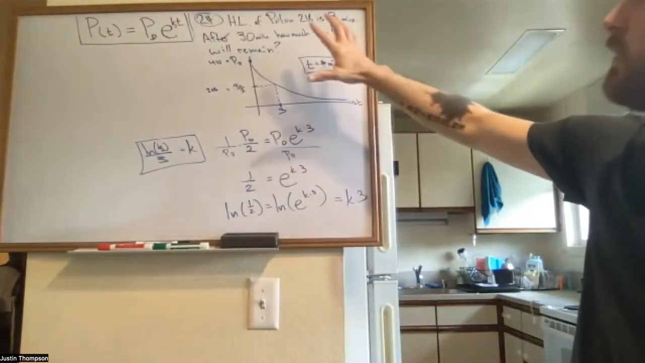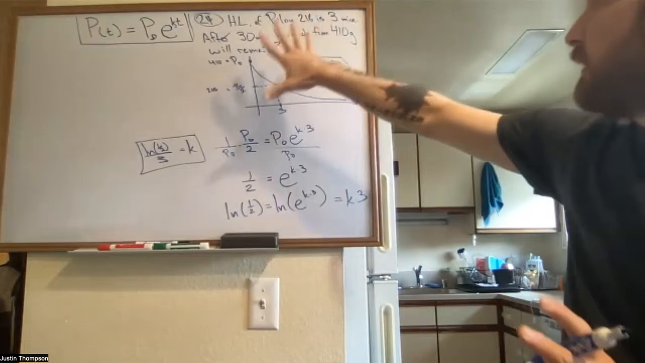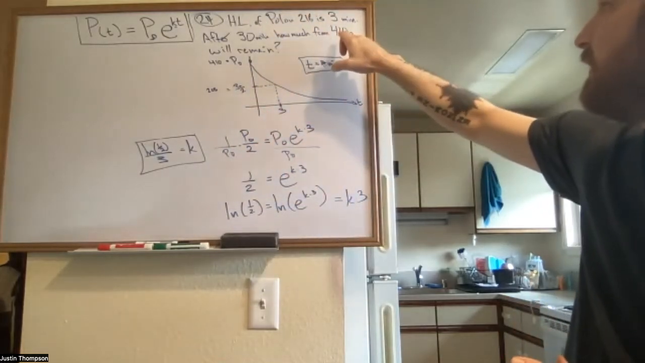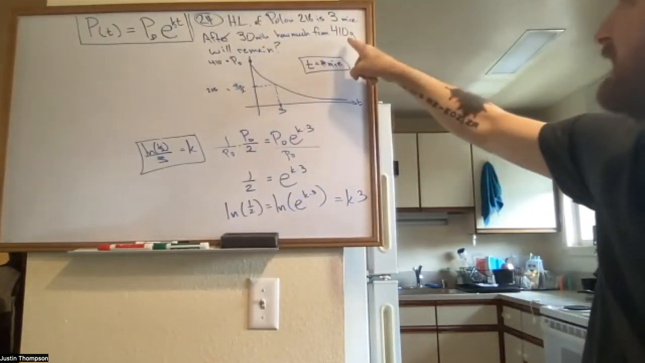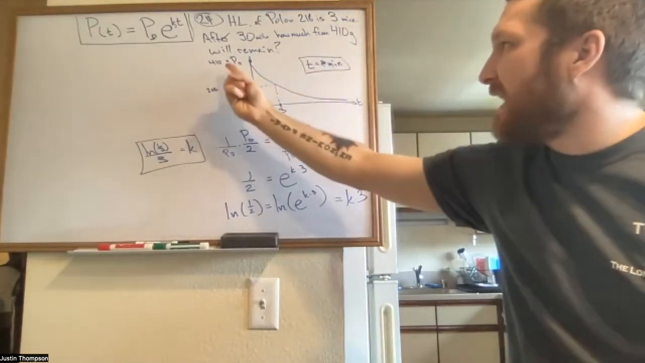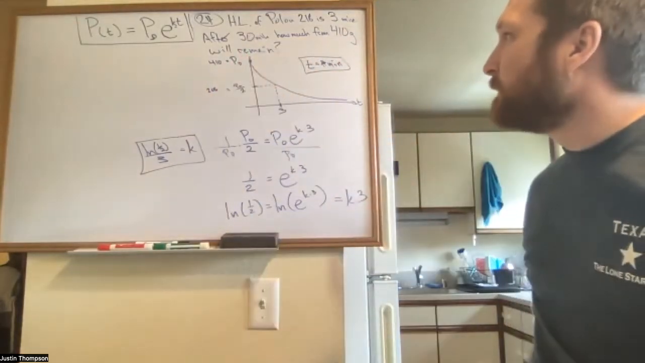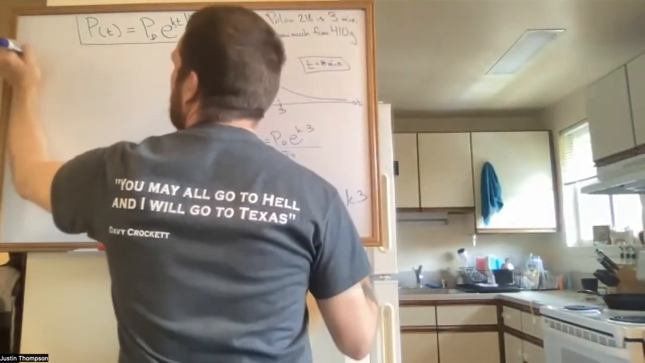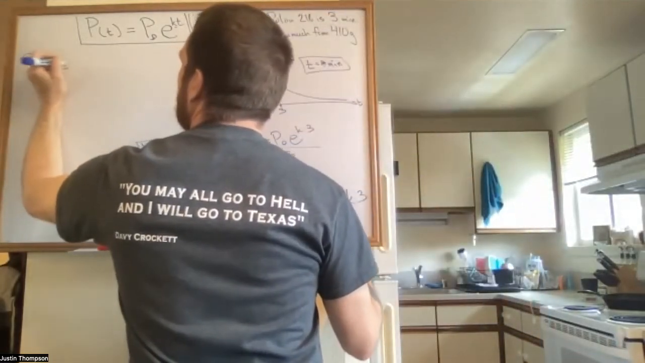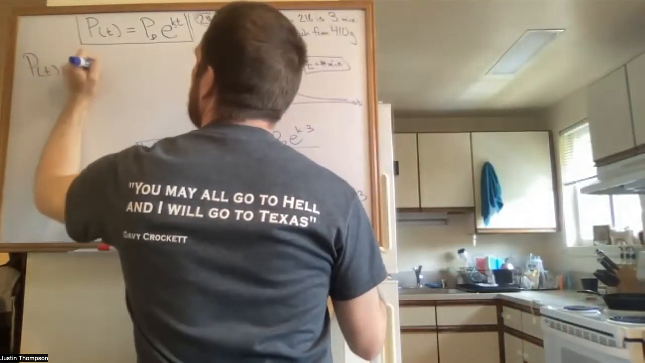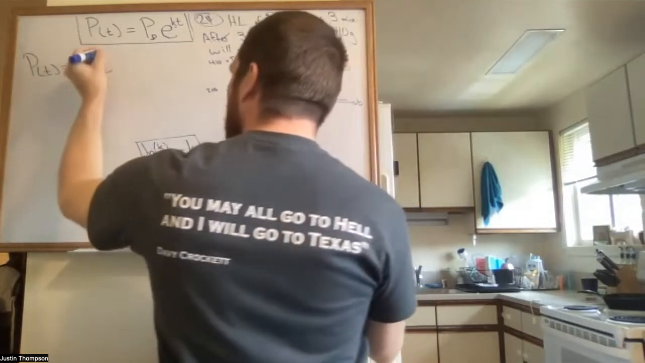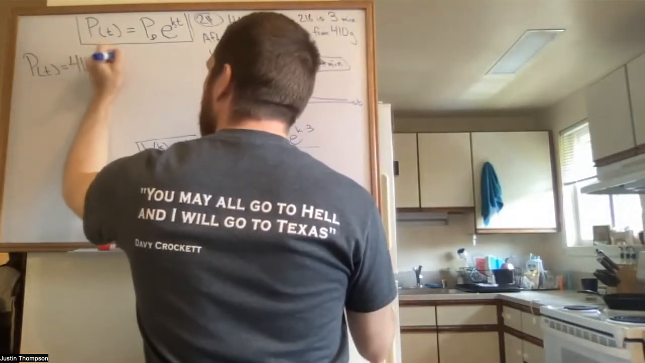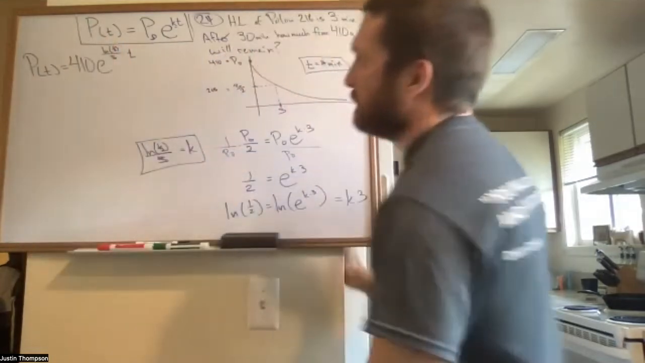Another thing, so now I'm thinking about the bigger picture. They're saying after 30 minutes, how much from that much will remain? Well, if that's my initial amount, then 410 is my P0. So I'm going to write that there and say, okay, P of T is equal to 410 times e to the natural log of 1/2 over 3 times T right there.